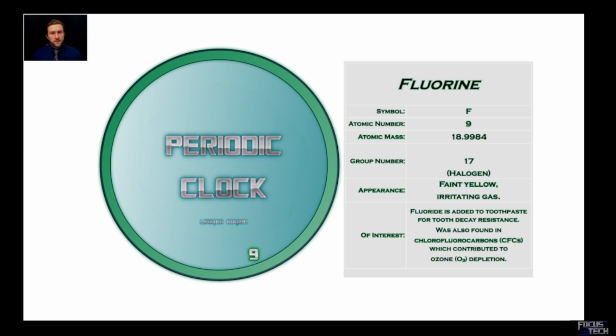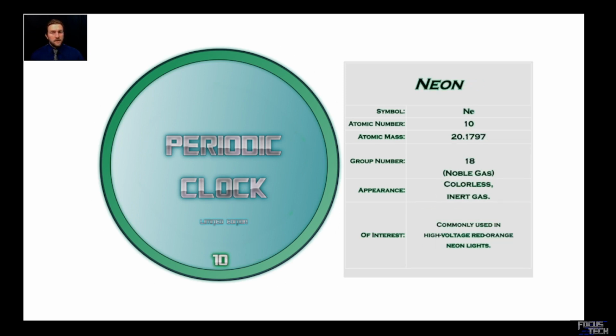It was also used originally as part of a larger molecule called chlorofluorocarbons, CFCs, and those actually contributed to depletion of the ozone layer, so that wasn't very good. Number 10, neon. So neon is a noble gas, falls into group 18.